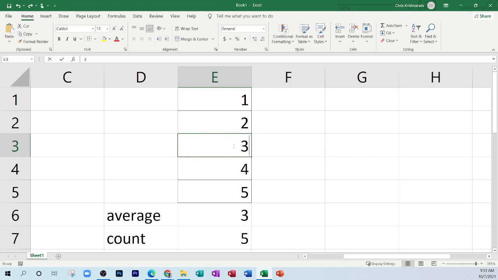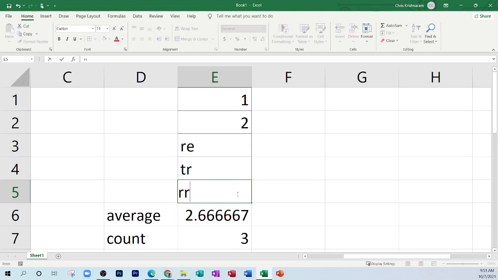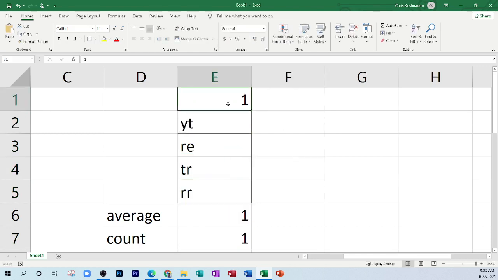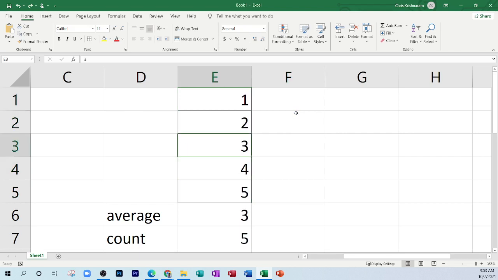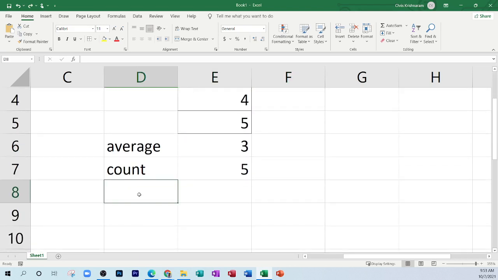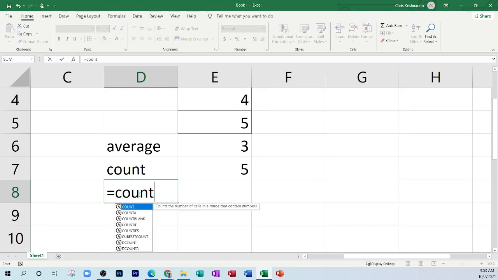So if you put in text now, notice it changed to 4. More text, 3, more, 2, 1, 0. We now have no numbers. So COUNT only counts numbers. What about COUNTA?